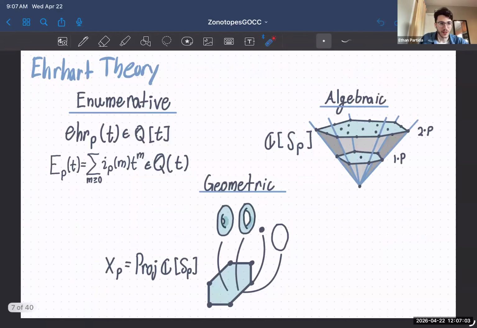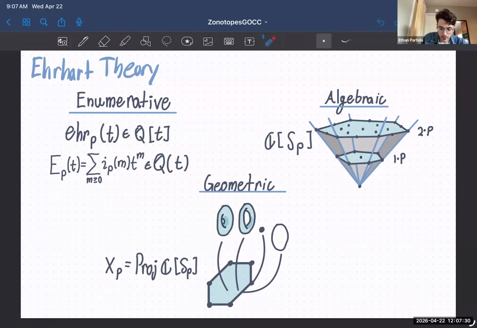So I have this slide. I like to think about it as, in my biased perspective, some trinity of Ehrhart theory. So there's a bunch of perspectives. There's an enumerative side of things where you're really studying maybe the generating function of the lattice point count. And it turns out that there's some polynomial called the Ehrhart polynomial that is very important in this world. And that's really living over here.